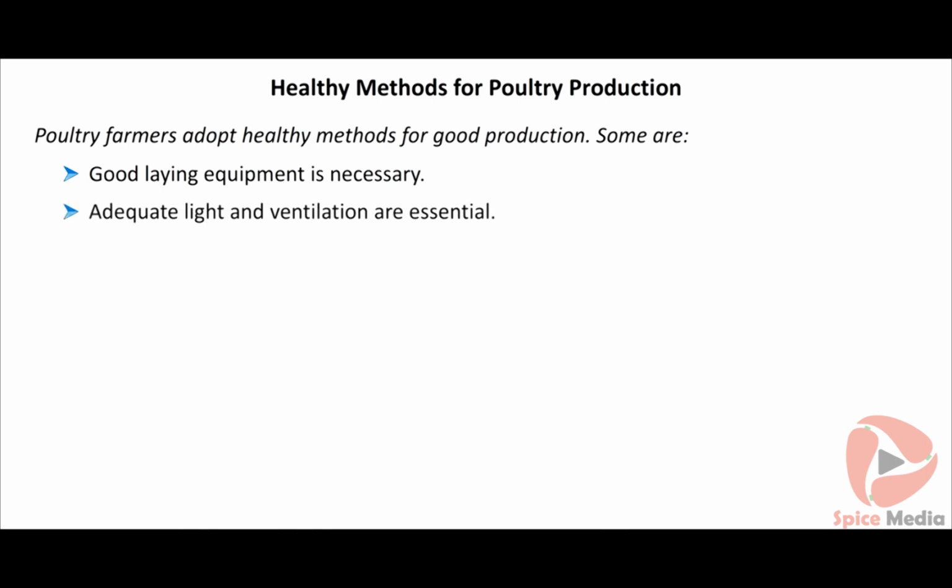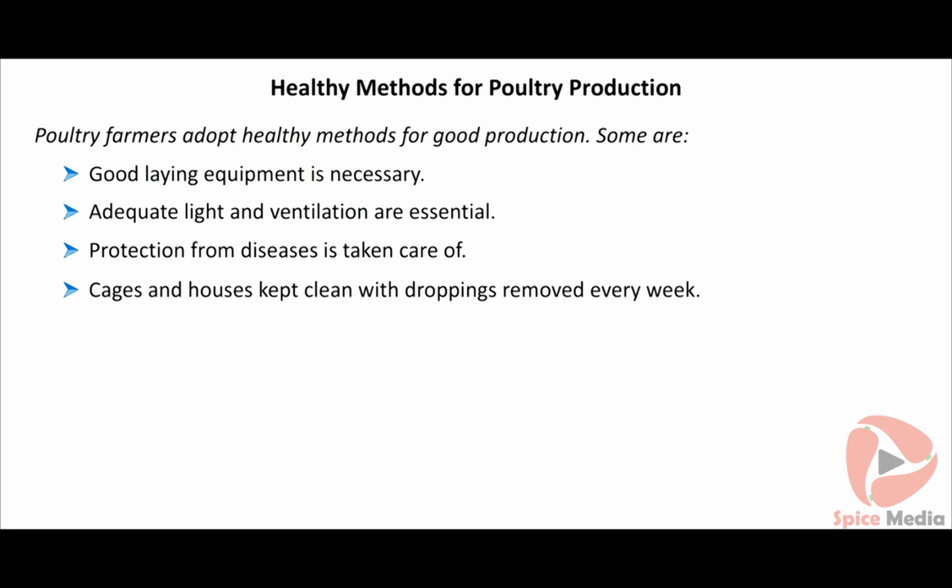Healthy methods for poultry production. Poultry farmers adopt healthy methods for good production. Some are: good laying equipment is necessary. Adequate light and ventilation are essential. Protection from diseases is taken care of.